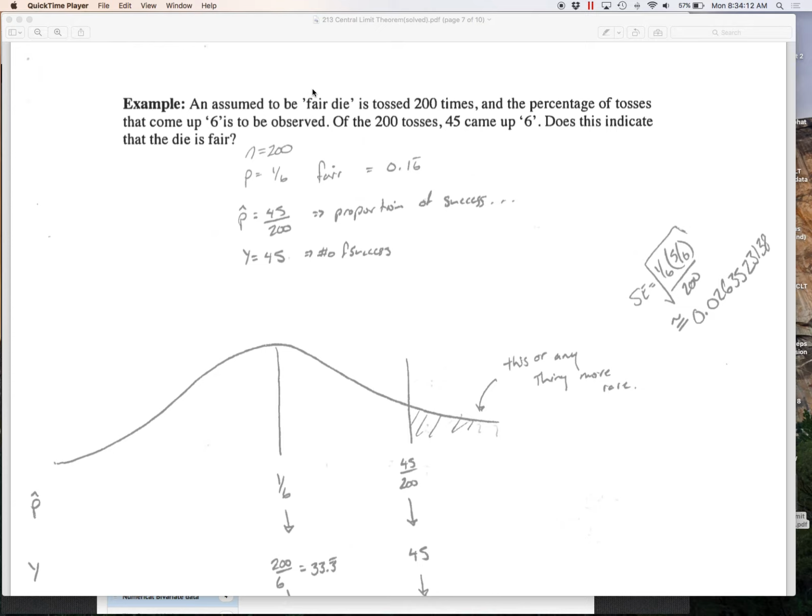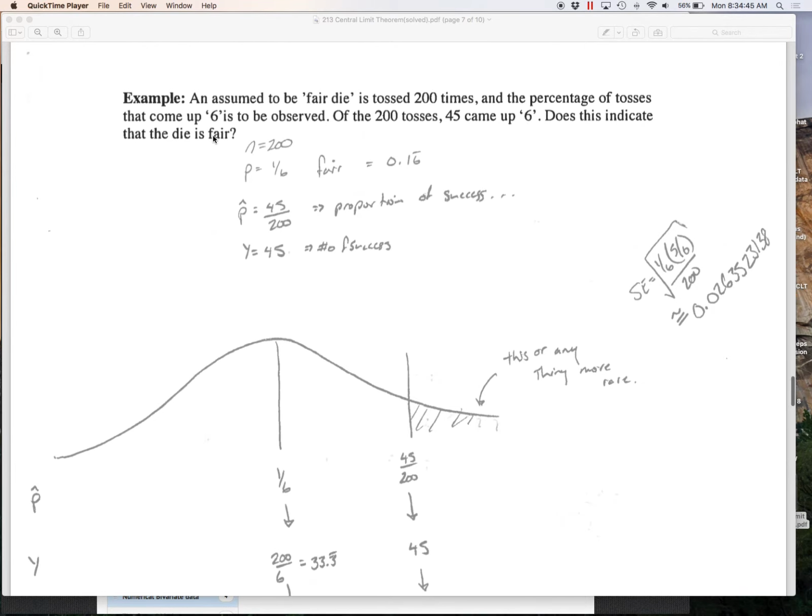Let's see another example of the central limit theorem for categories, also known as the normal approximation to the binomial distribution. Here you assume a die is fair and you toss it 200 times. The percentage of sixes that come up is going to be observed. What actually happened: out of the 200 times, we got 45 sixes. So does this indicate the die is fair?